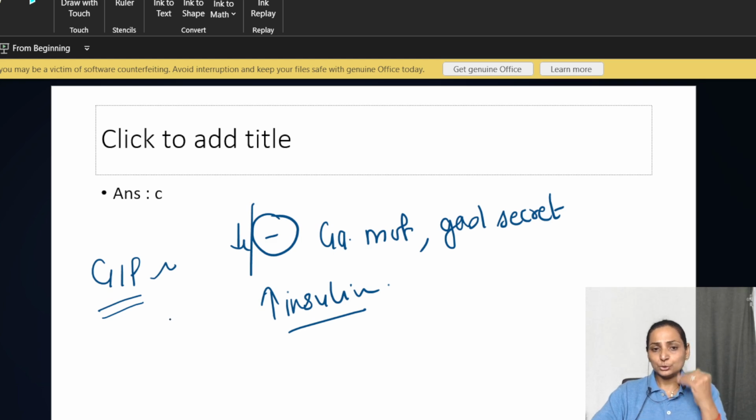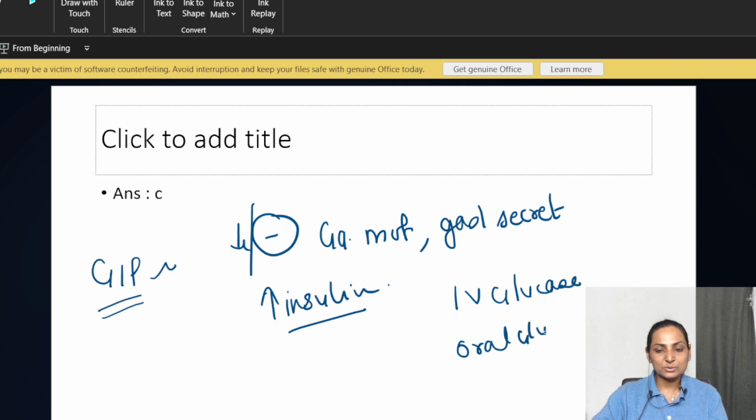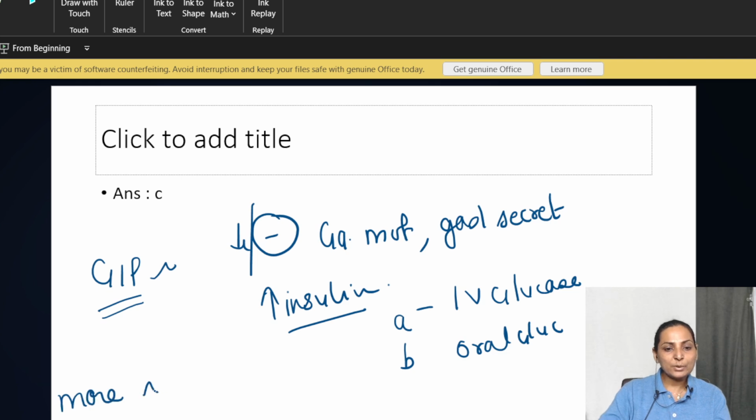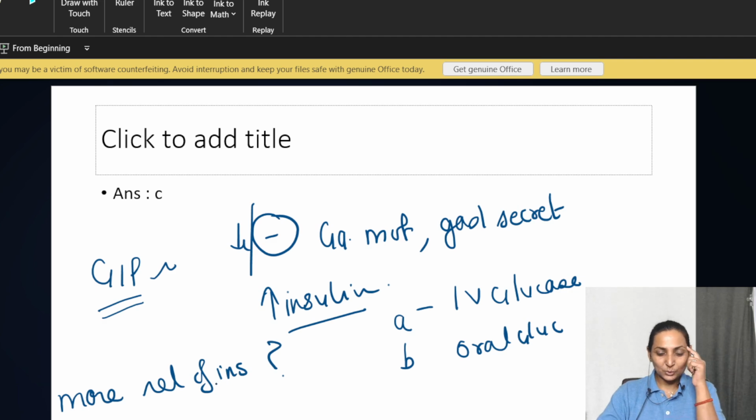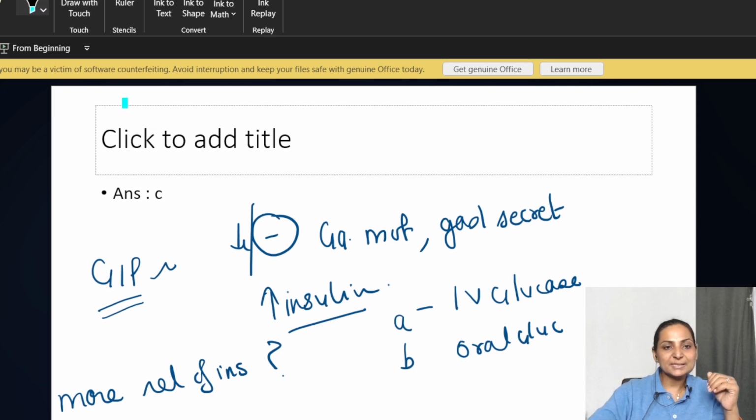This leads me to tell you something very interesting. Suppose there is a patient to whom you gave IV glucose, and there is another patient to whom you gave oral glucose. One patient you put on a drip, and the other you gave oral glucose. My question is, which of these patients, A or B, will have more release of insulin and why? So think. This is the answer. The patient who will have more insulin secretion will be the person who has been given oral glucose.